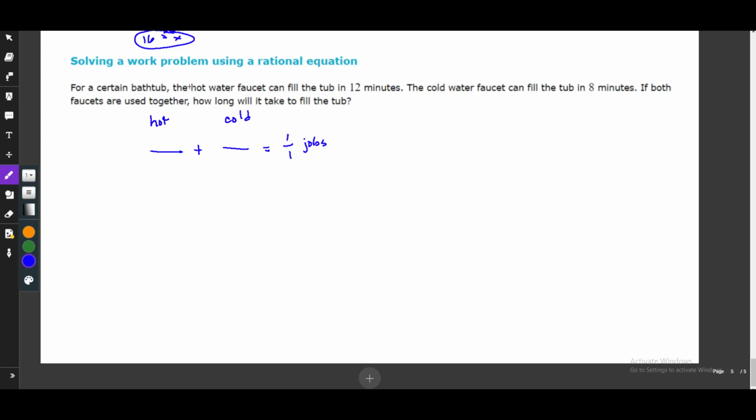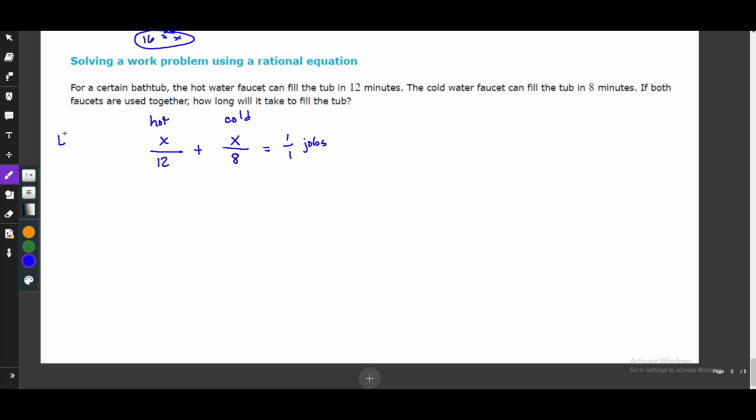All right, so the hot water faucet can fill the tub in 12 minutes. So hot is 12 minutes alone. The cold water faucet can fill the tub in 8 minutes, so 8 minutes alone. If both faucets are used together, how long would it take to fill the tub? So this is going to be our x on the top this time. We are looking for the together.